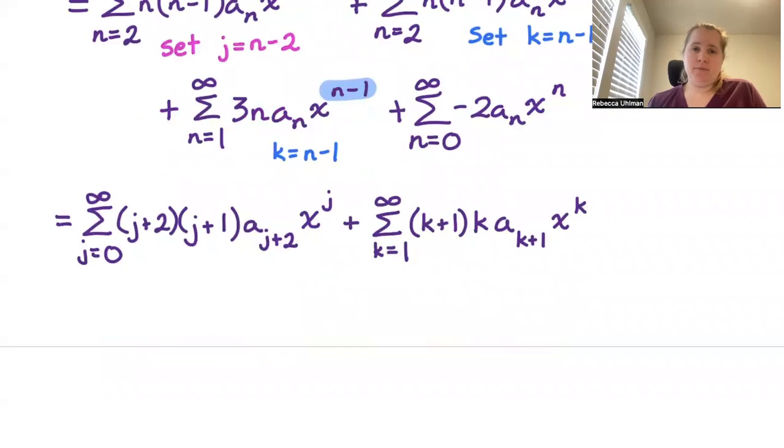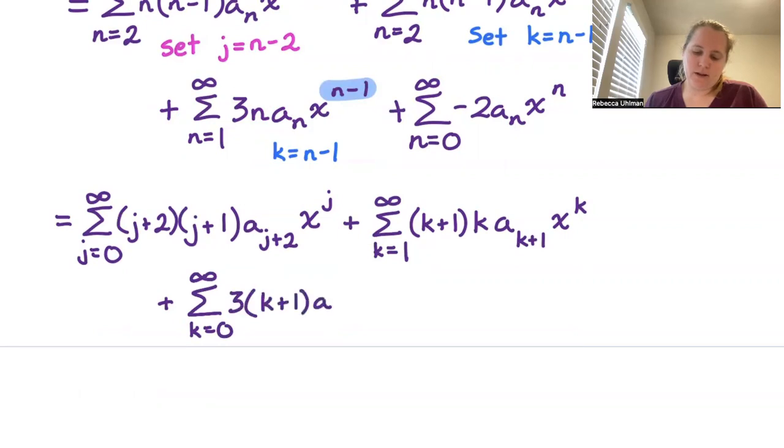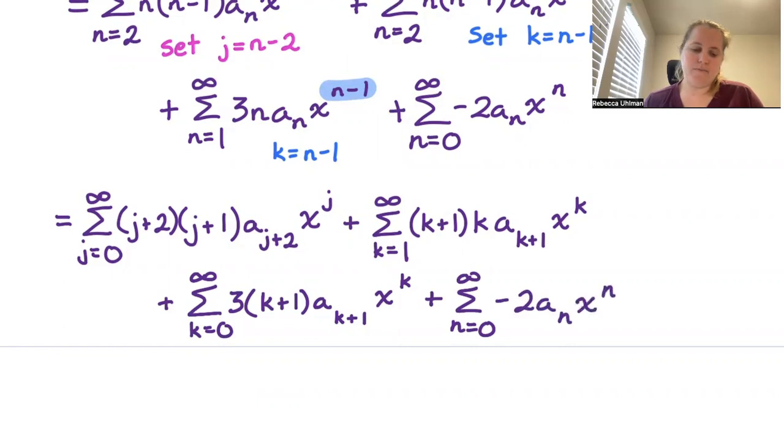Then that third term, again, we're just shifting by 1. This time around, we will start at k equals 0 to infinity. And then we have 3, n becomes k plus 1, times a sub k plus 1 times x to the k. And then our last one just stays the sum from n equals 0 to infinity of negative 2 a sub n x to the n. So at this stage, we are just re-indexing.